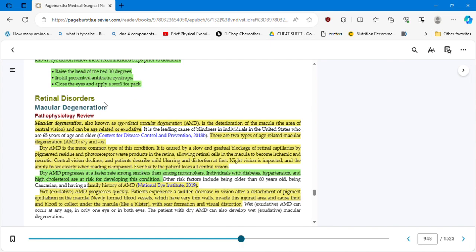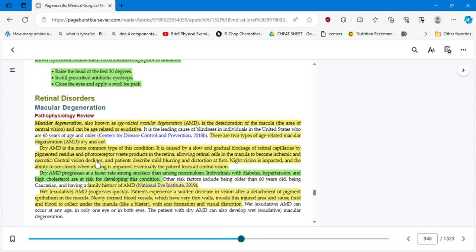Okay. Retinal disorders. Macular degeneration, also known as age-related macular degeneration, AMD, is the deterioration of the macula, the area of central vision, and can be age-related or exudative. There are two types of age-related macular degeneration, dry and wet. Dry AMD is the more common type of this condition. It is caused by a slow and gradual blockage of retinal capillaries by pigmented residue and photoreceptor waste products in the retina, allowing retinal cells in the macula to become ischemic and necrotic.